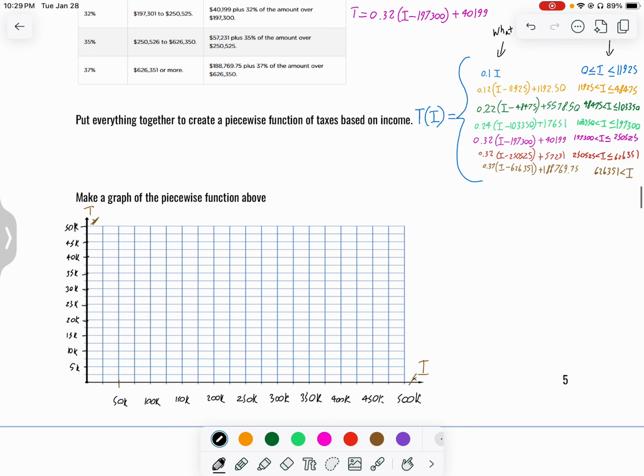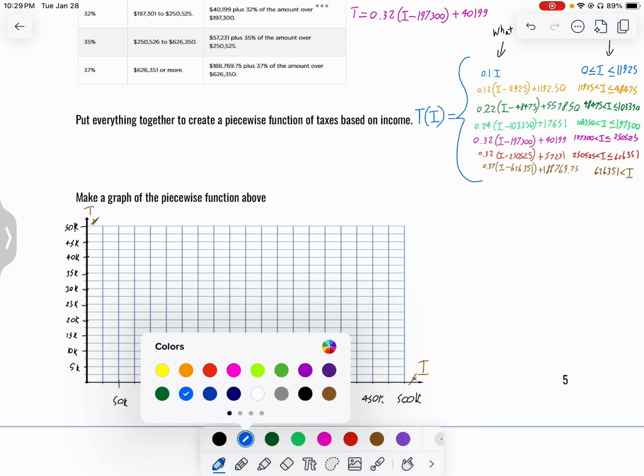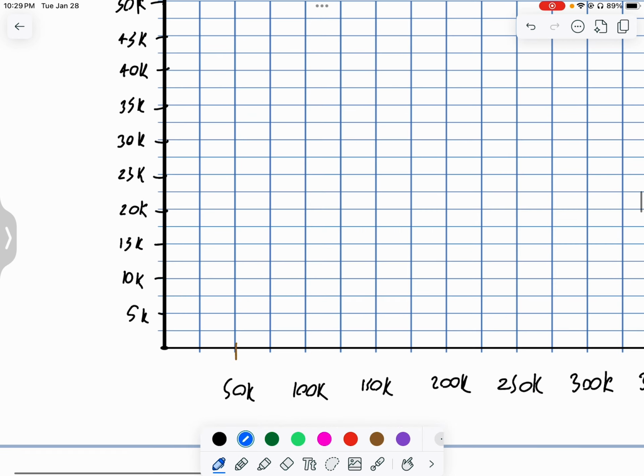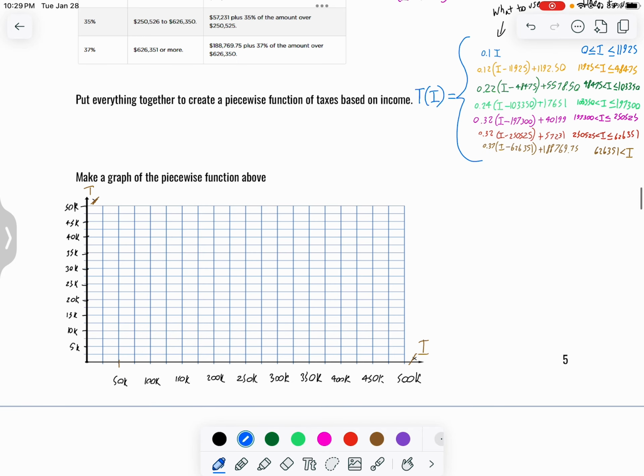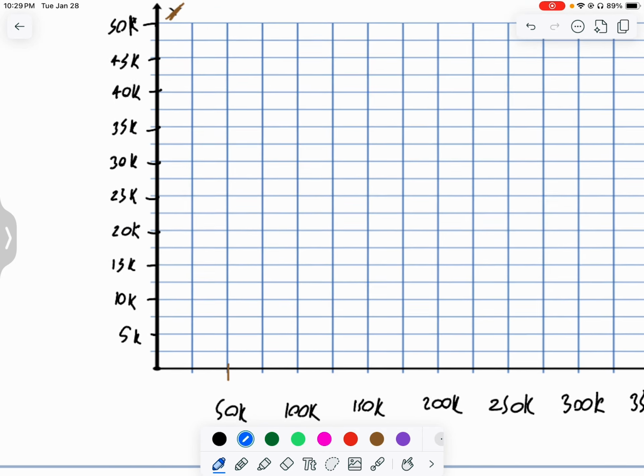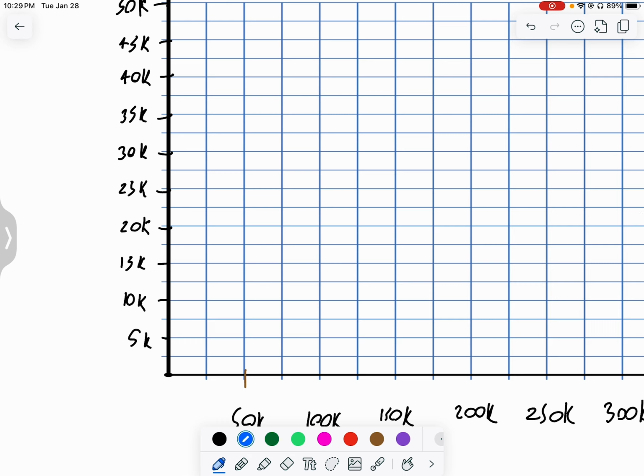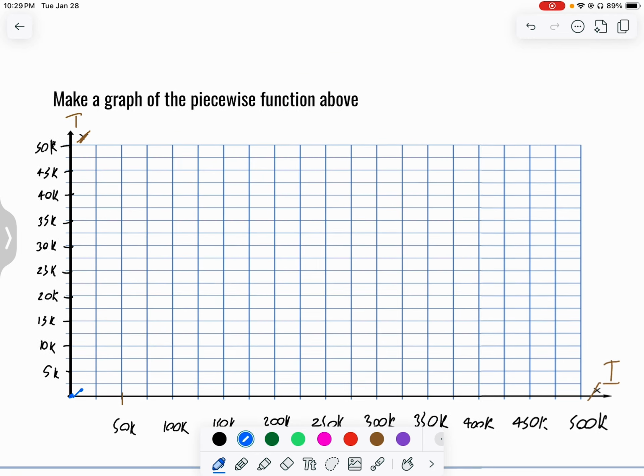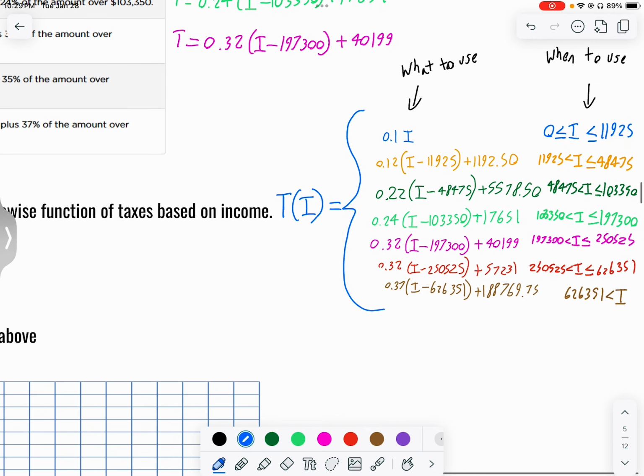All right, let's start off with the first one. So your income goes to 11,000, and that color is blue. So let's go to blue here. Your income goes to 11,000. 11,000 isn't even here. It's actually right about there. So once you get to 11,000, your taxes are 10%. They're basically 1,000. So it's going to be right about here. And it starts at 0, 0. So our first one goes like this. Not too exciting.